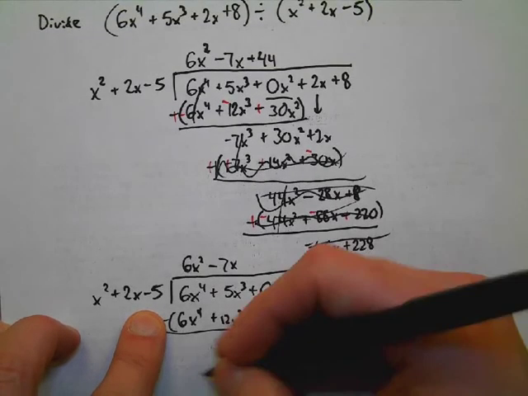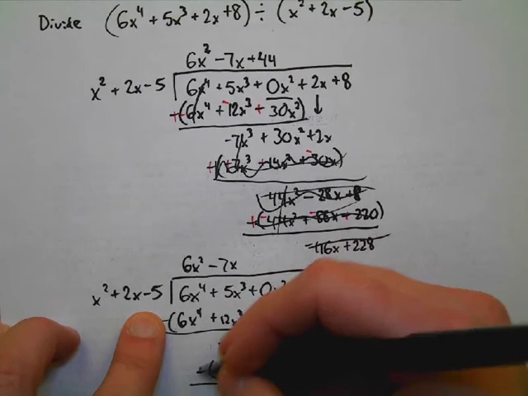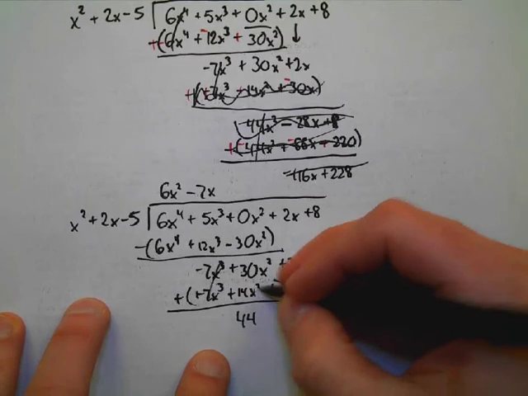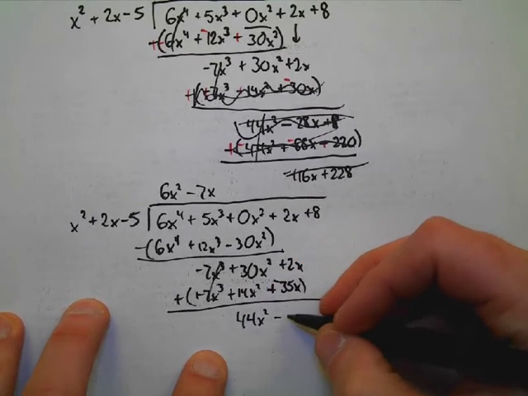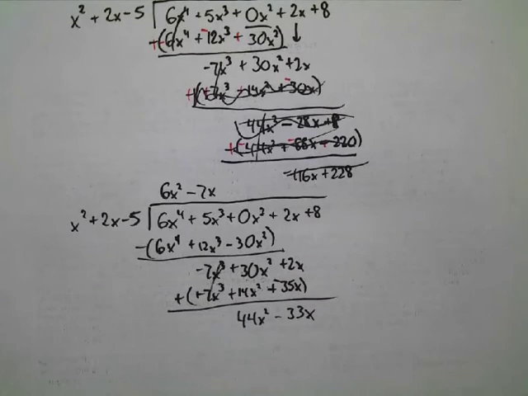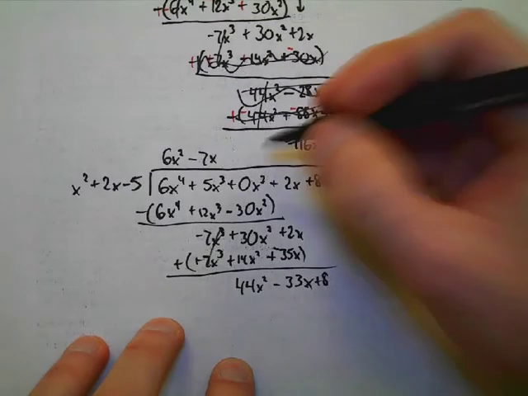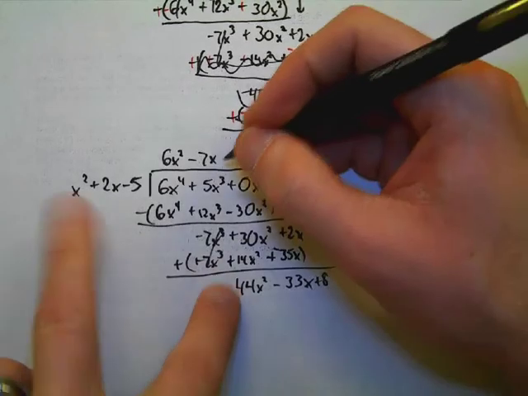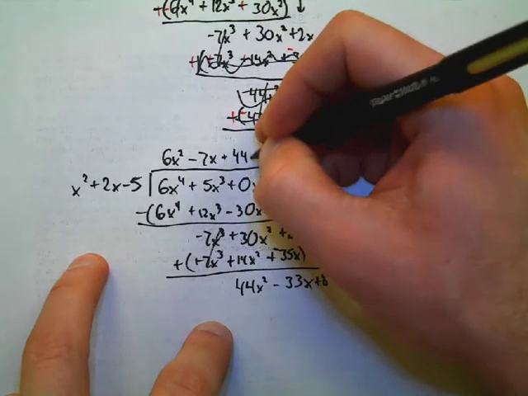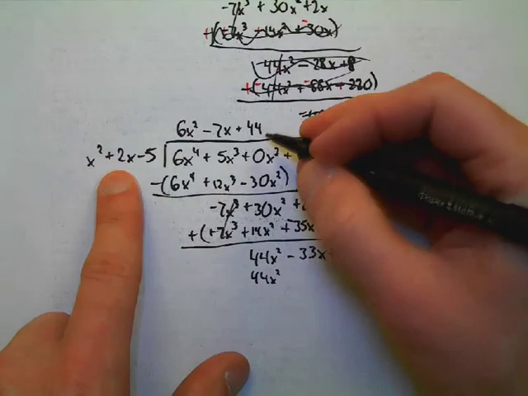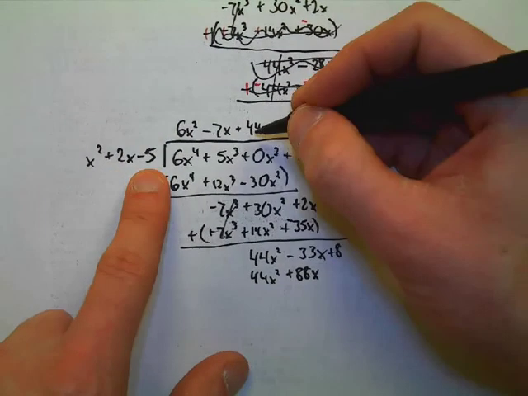minus the quantity then plus the opposites there. So that cancels. 30 and 14 makes 44x squared, right? And then 2 negative 35 makes negative 33x. Okay, bring down the plus 8. And so then 44 and x squared, I need 44x. Or just 44. 44 times x squared would be 44x squared. Plus 88x. And then minus 220.